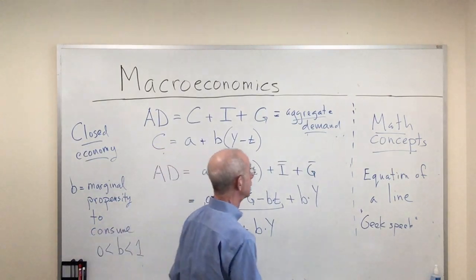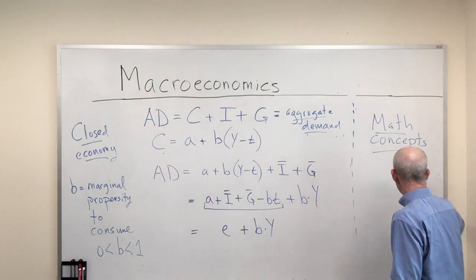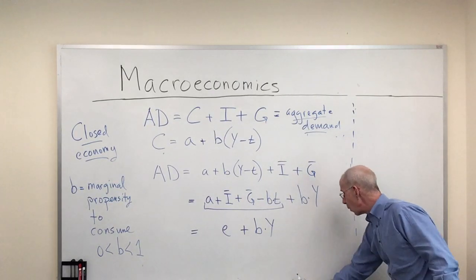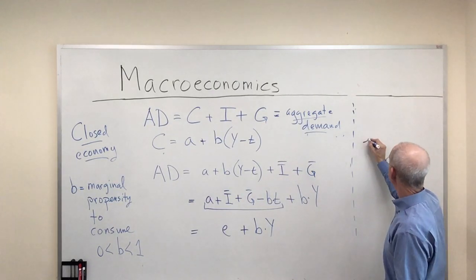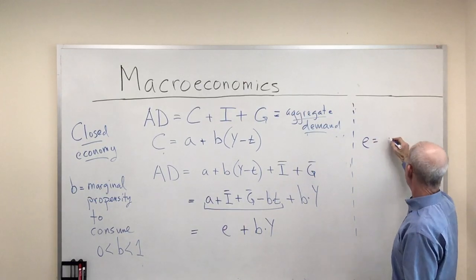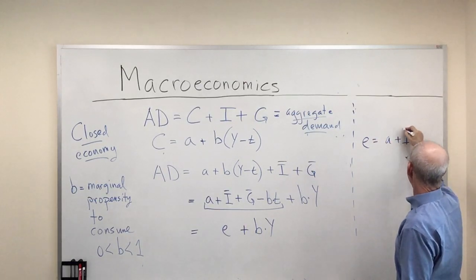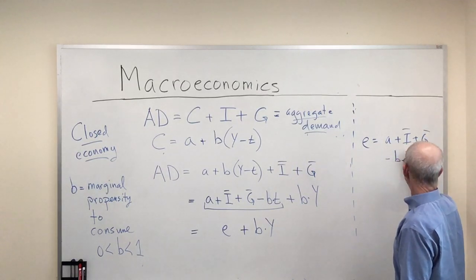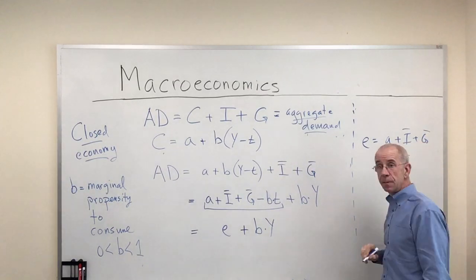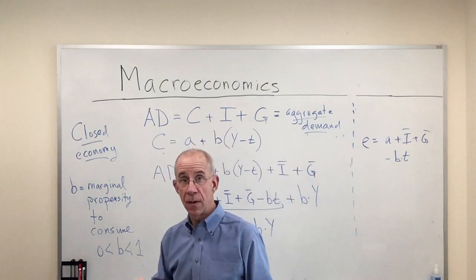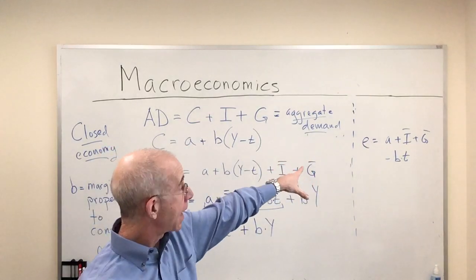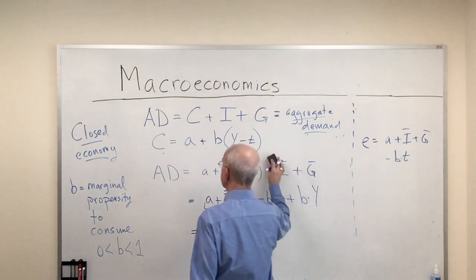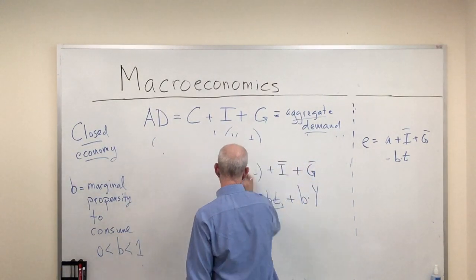So just to be absolutely clear about this, I want to write that definition of E over here. It's A plus I plus G minus B times the tax burden. Okay, so whenever I write E, I'm going to have that thing in mind. So let's graph this.